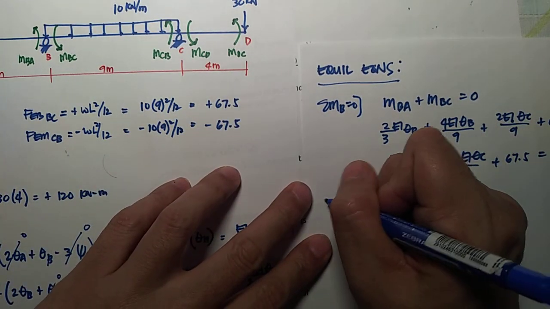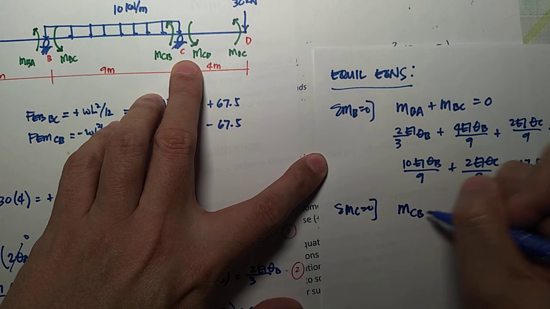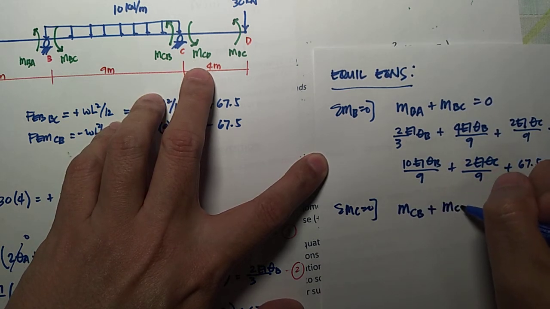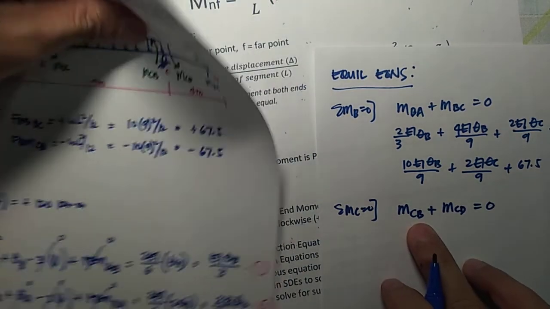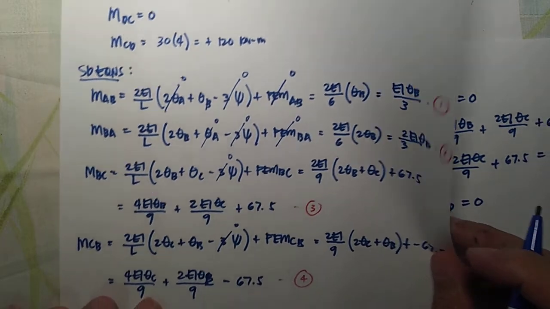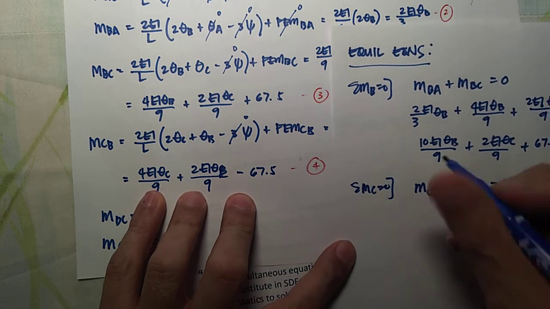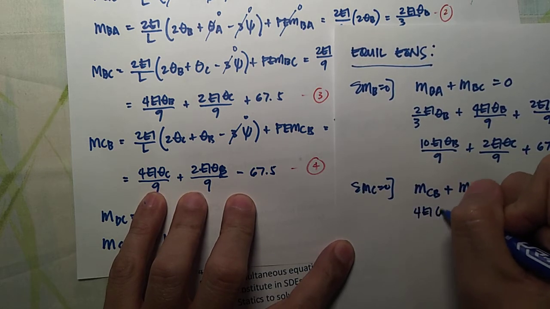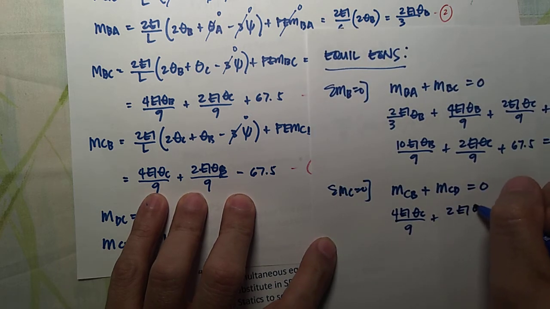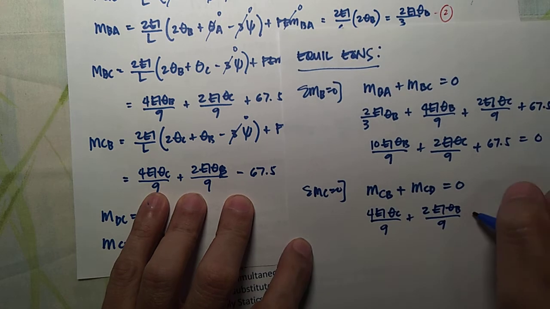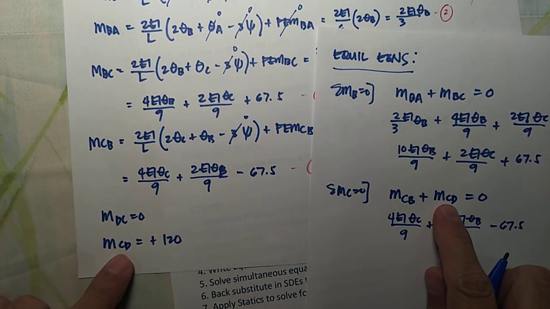At support C, summation moment at support C equal to 0, dapat ang moment natin sa CB, pag inadd natin sa moment sa CD, should be equal to 0. Okay, so ano yung CB? Yung CB, ito. Ito yung CB natin. So, kokopyahin ko lang yung CB. 4 EI theta C over 9 plus 2 EI theta B over 9 minus 67.5, yan yung MCB. Plus MCD. MCD natin is 120.